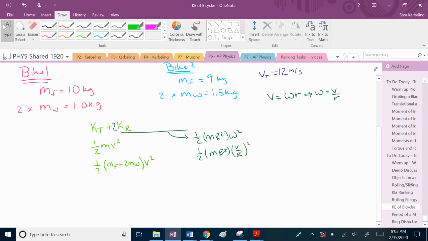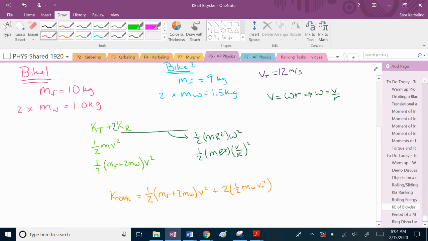So when we add these values together, we can see that the total kinetic energy is going to be 1/2 of the total mass, the mass of the frame plus 2 times the mass of a wheel, times the velocity squared, plus twice 1/2, because it's 2 wheels, times 1/2 the mass of a wheel times the translational velocity squared. Then we can plug things in for each of our situations to see what we get.